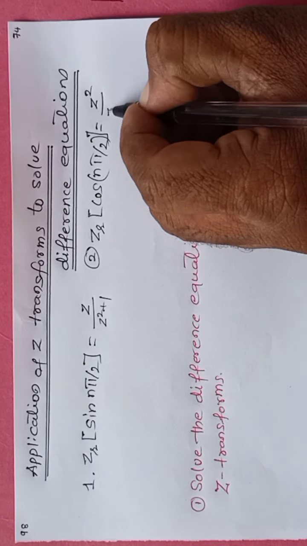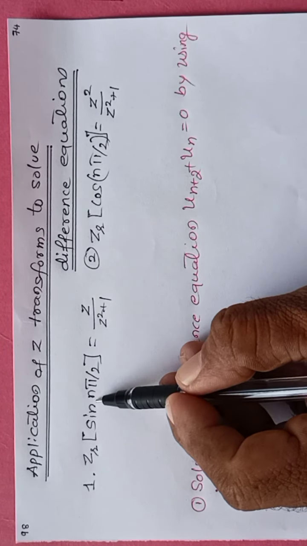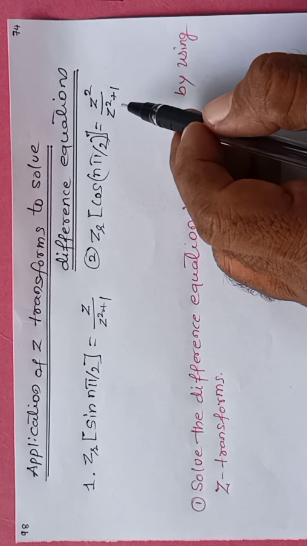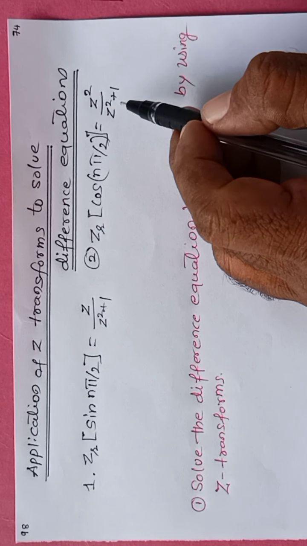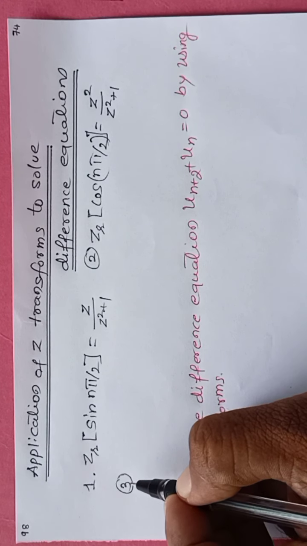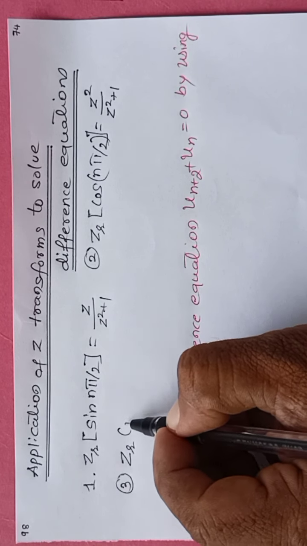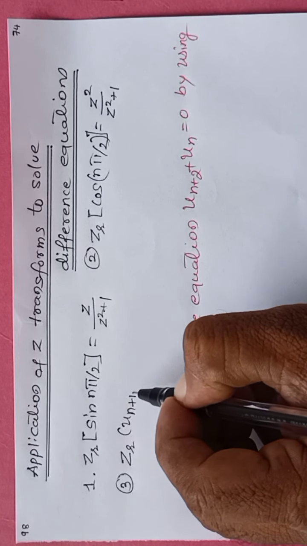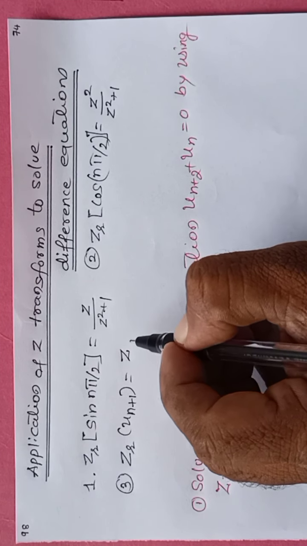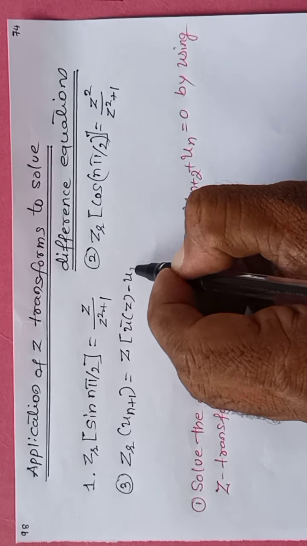z square divided by z square plus 1. So this time it is z for sin n pi by 2, and for cos n pi by 2 it is z square upon z square plus 1. And in the note, we can add, it is 3. What is that? Z transform of u(n+1) is equal to z into u bar z minus u naught.